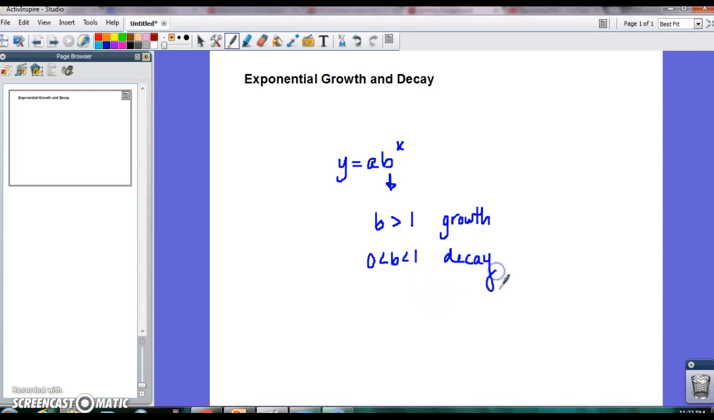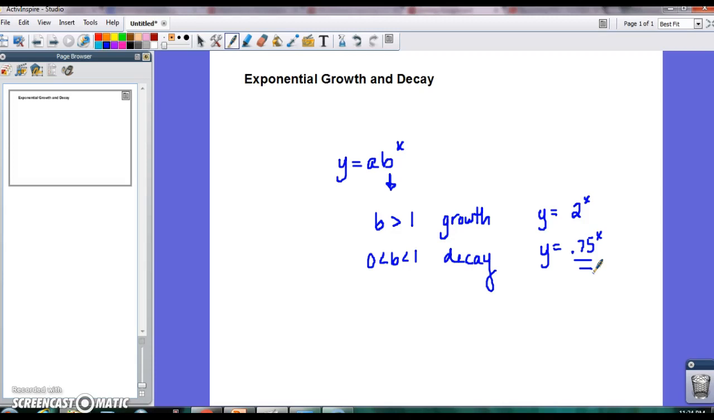So it's really easy when you're looking at an equation to determine whether it's growth or decay. For example, if I have y is equal to 2 to the x, that's exponential growth because the number in the exponential is greater than 1. Likewise, if I had y is equal to 0.75 to the x, that's decay because this number here is between 0 and 1. Really easy to tell the difference between the two.